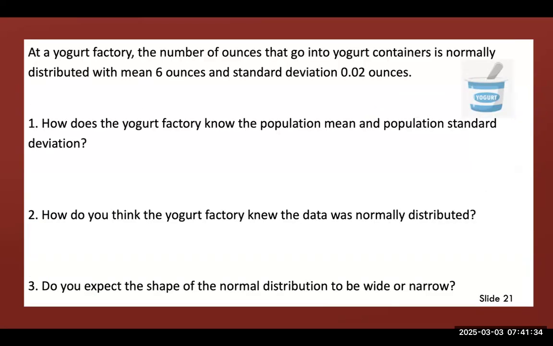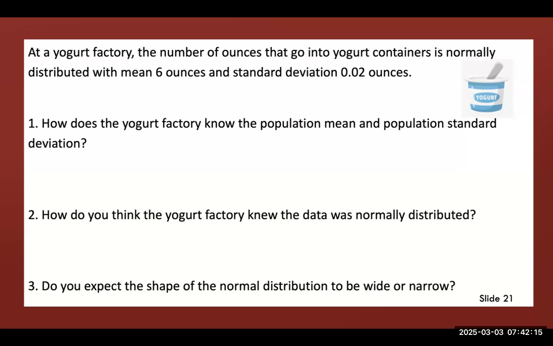Yogurt factory: the number of ounces that go into yogurt containers is normally distributed with a mean of 6 ounces and a standard deviation of 0.02 ounces. How does the yogurt factory know the population mean and the population standard deviation?